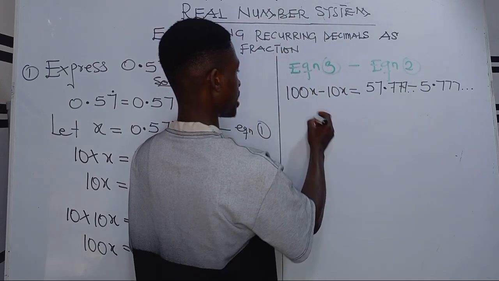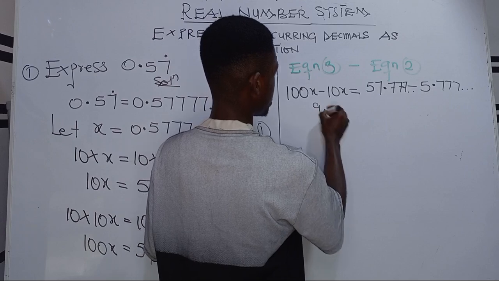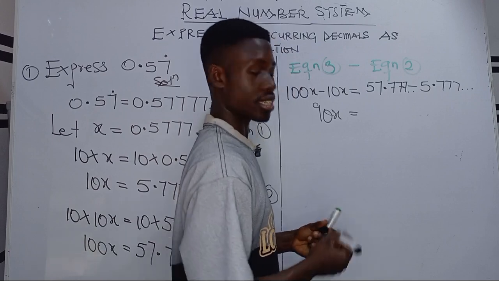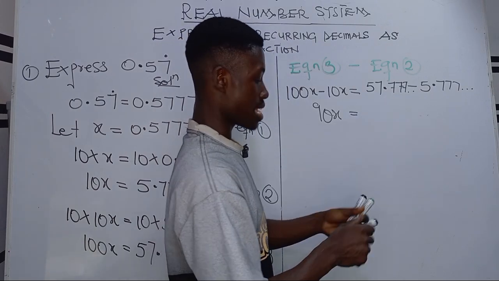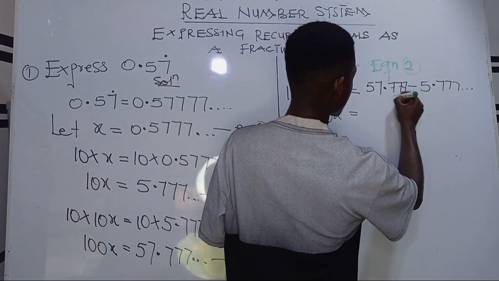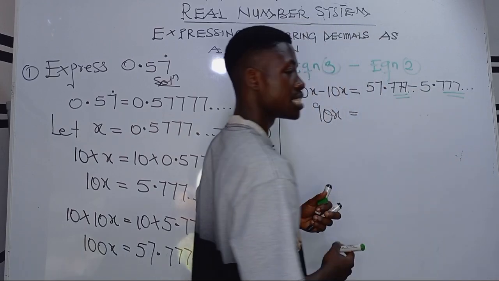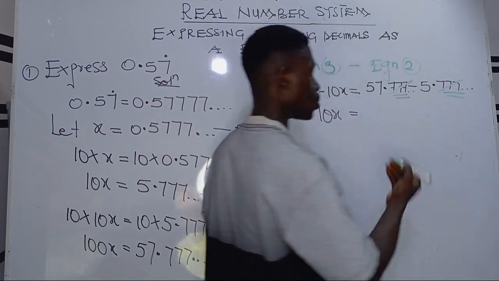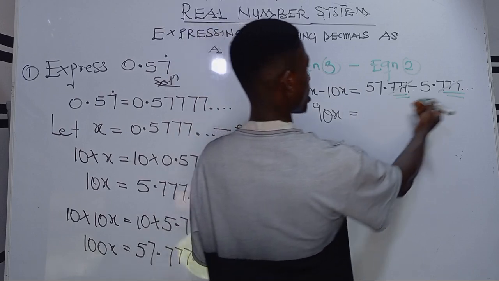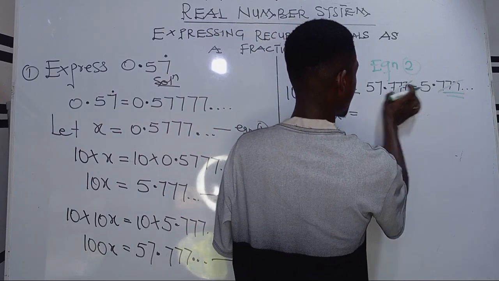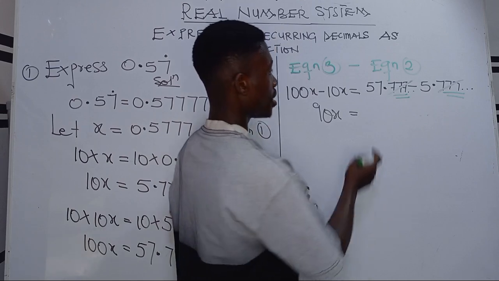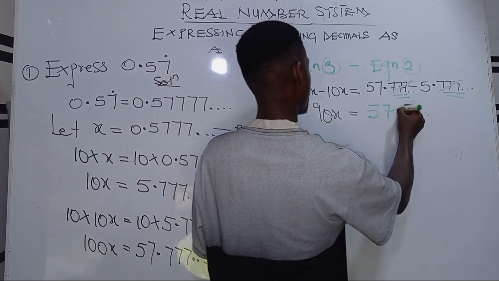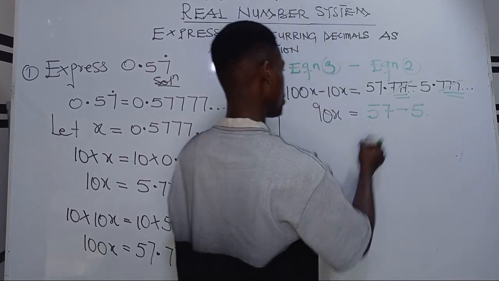So we have 100x minus 10x will give us 90x. Since the numbers behind the decimal point are the same and they recur up to infinity, when you subtract them, they cancel themselves, or they give you 0. When you subtract those recurring numbers behind the decimal point, you are going to get 0. So we have 57 minus 5.